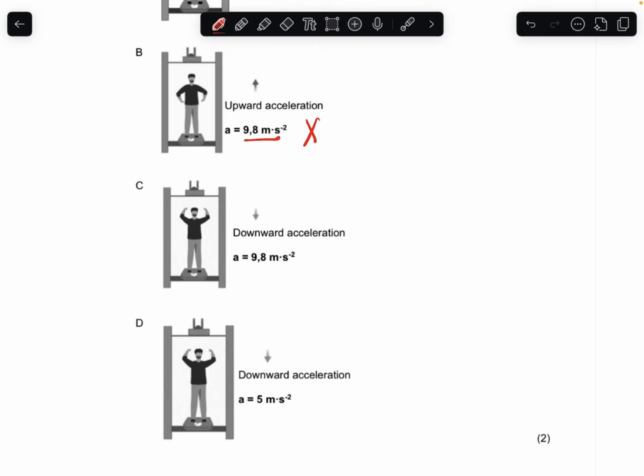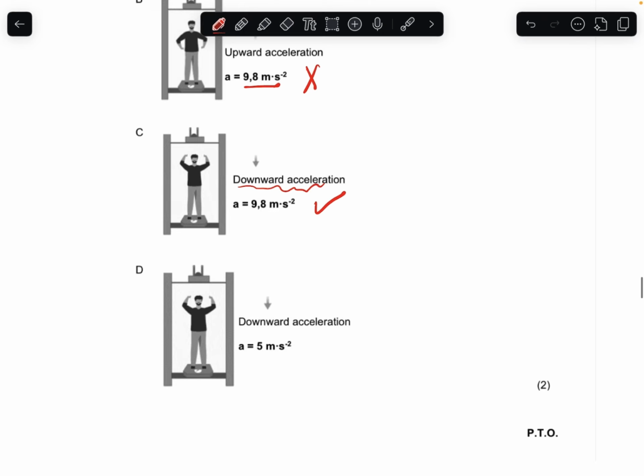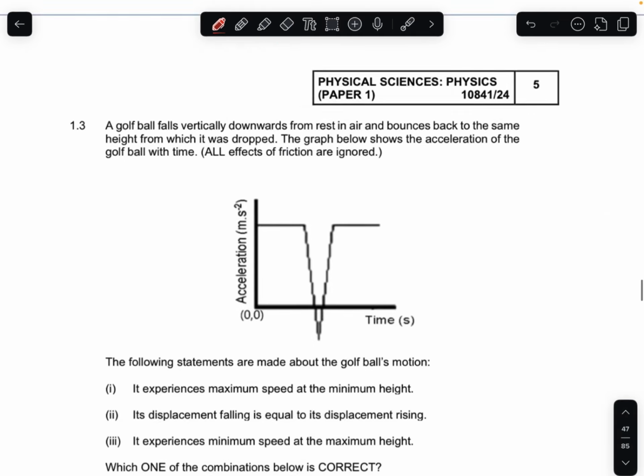Let's look at C. The lift is accelerating downwards and there is an acceleration that is 9.8, and I think this is the best option. Now let's look at D. D, it's going downwards, but it's going with an acceleration that is 5 meters per second. No, this is not an option. Remember, weightlessness is when the only force is the gravitational force, right? And it goes down. So C is the best option here.